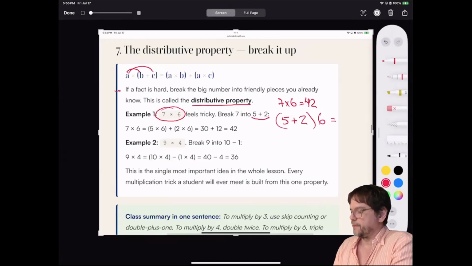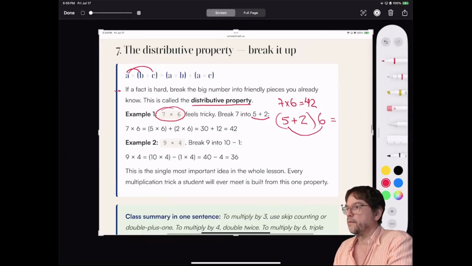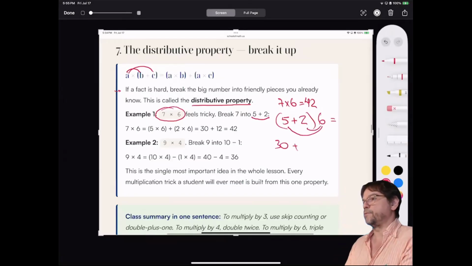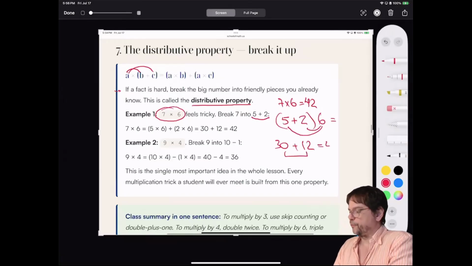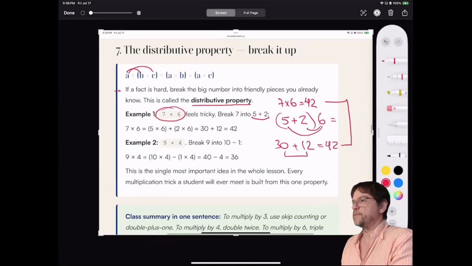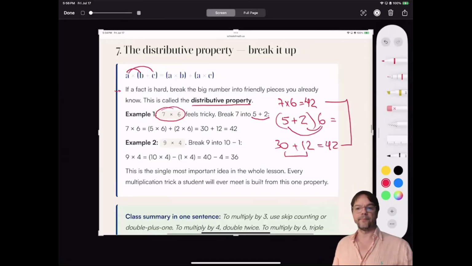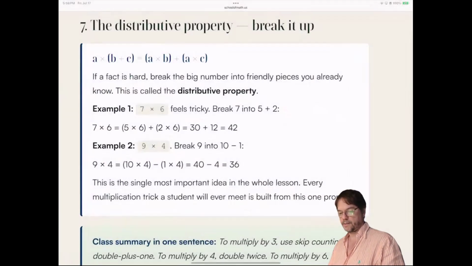Times 6. You do 6 times 5. How much is 6 times 5? 30. Exactly. Plus 6 times 2. How much is 6 times 2? 30 plus 12 is 42. It's the same thing. Is that okay? This is a trick to save time for us in calculations. Okay?